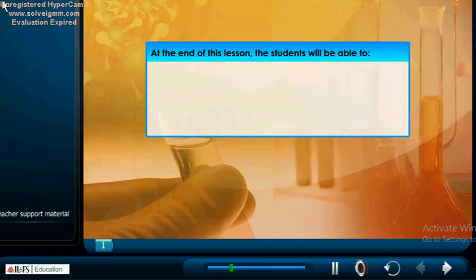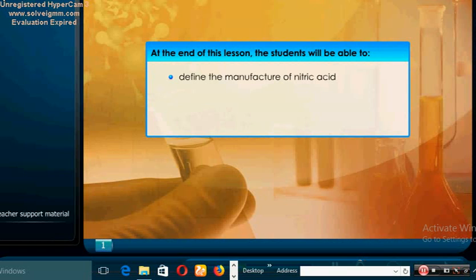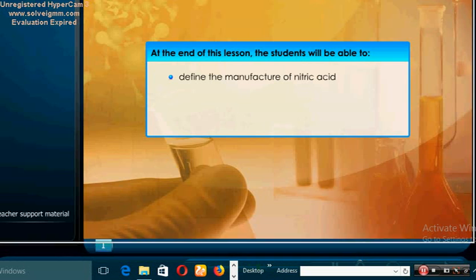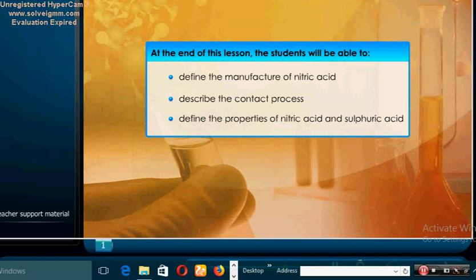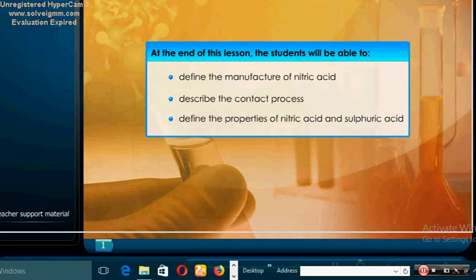At the end of this lesson, the students will be able to define the manufacture of nitric acid, describe the contact process, and define the properties of nitric acid and sulfuric acid.